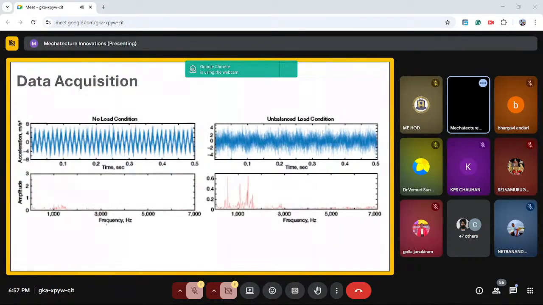Now, this is one simple example of the data I have shown on different conditions. This is a no load condition. This is an unbalanced condition. So I have to experimentally get the 1 minute of data.